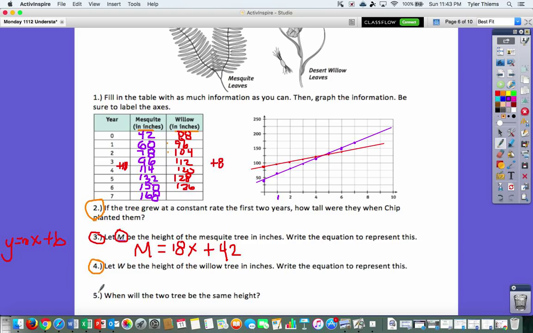Okay, now for number 5, when will the two trees be the same height? Well, that point, ladies and gentlemen, is actually right about in here. You'll notice that it's in between 4 and 5. It's at that point right there. So it's approximately 4.5 years after it was planted. That's approximately when the two trees will be the same height.